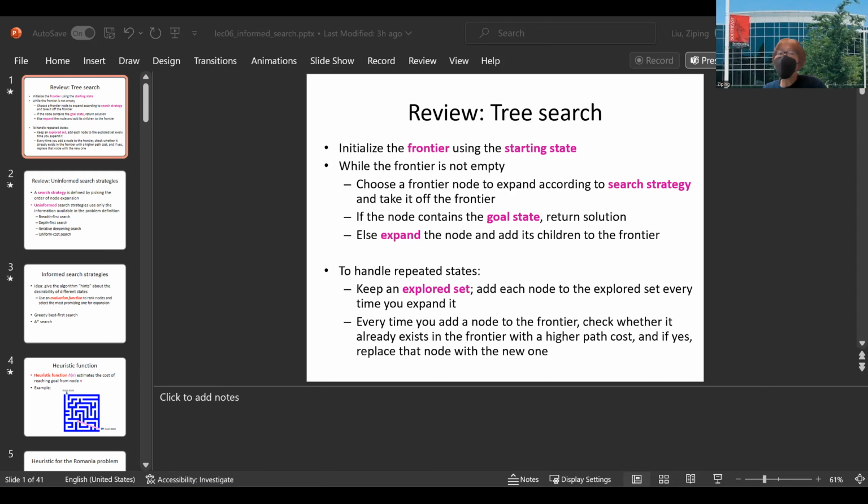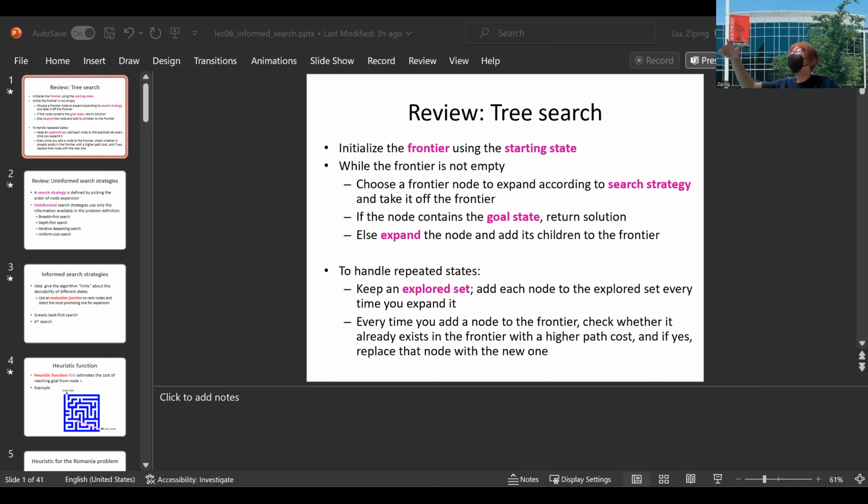But is this path the least cost one? No. It's not the least cost one in this case. Okay, but it's pretty good. So you use a heuristic function to do the estimation. And here's the discussion about the 4 properties: completeness, optimality, time complexity, space complexity.